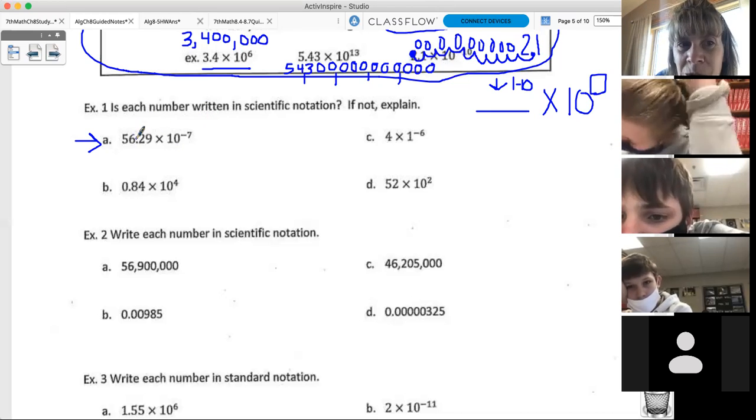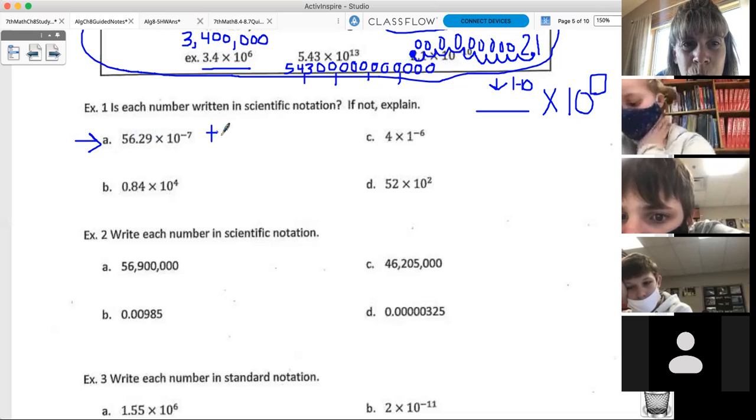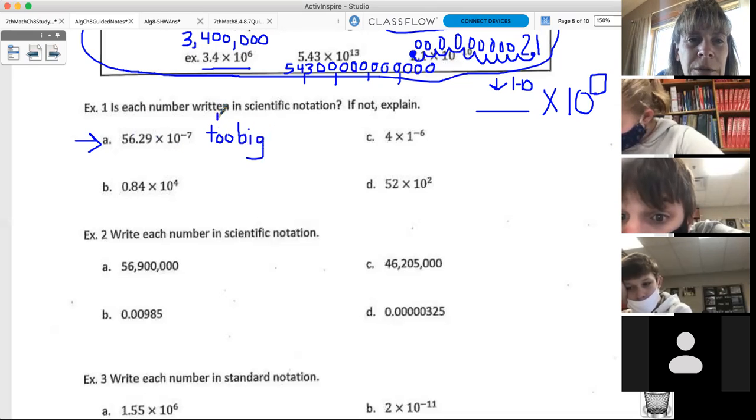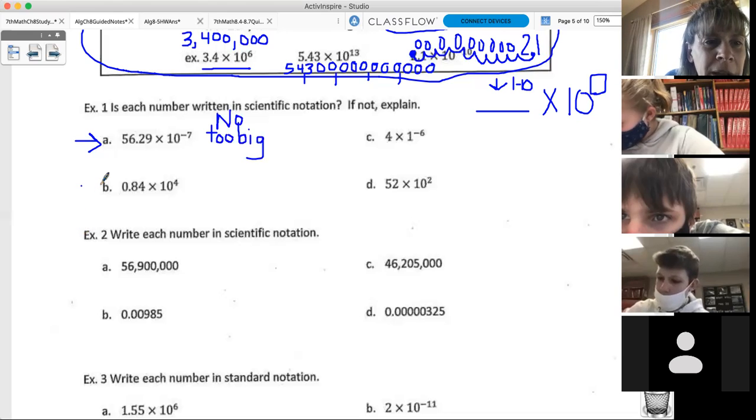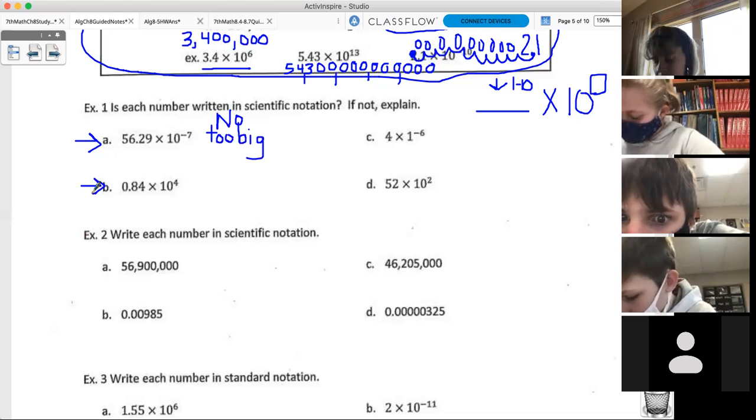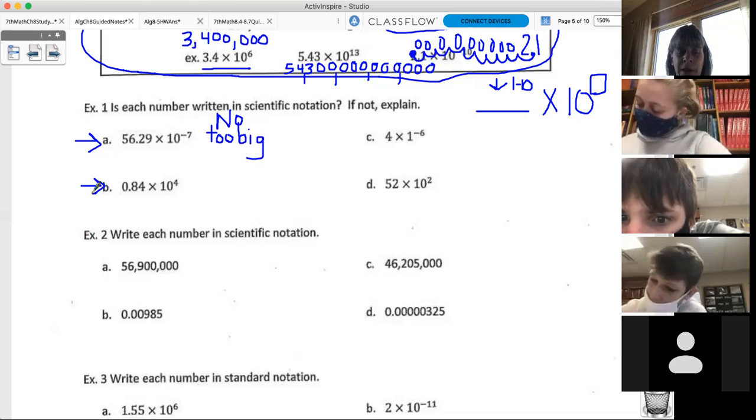So 56.29 is too big. So this would be a big fat no, because it's too big. What about letter B? Garrett, look at 0.84. Is that between 1 and 10?